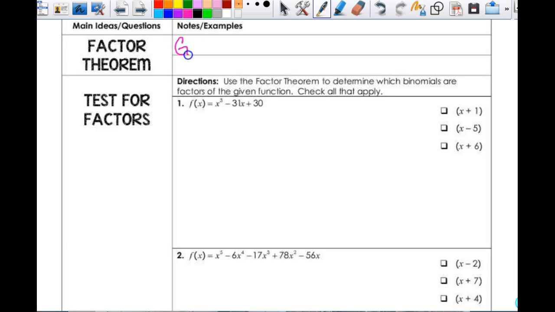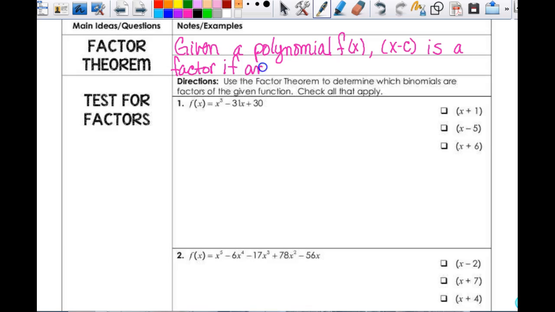It says, given a polynomial f of x, x minus c is a factor if and only if f of c equals 0. So I want to talk about a couple of things with that. First of all, this phrasing, if and only if. Right?